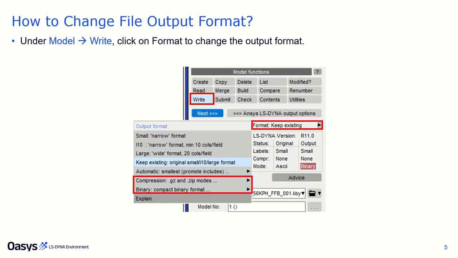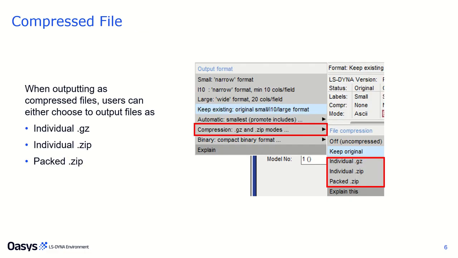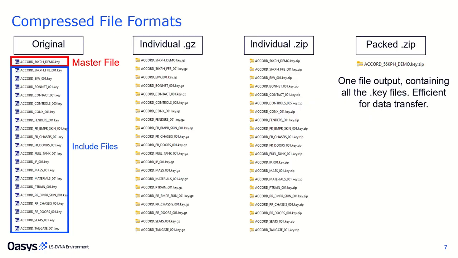So how do we change these file output formats then? We've mentioned that under model write, we can click on format, which is highlighted in the red box, to change the output format, either through compression or through the binary tab. If we look at compressed file, there are three different options other than the original, which are .gzip, .zip, and also a packed .zip as well. Let's look at the differences together in the next slide.